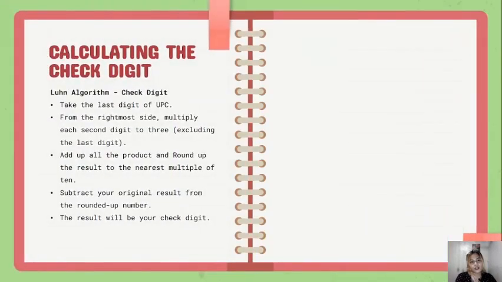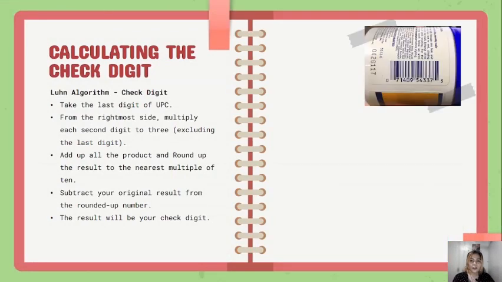Now, to validate or calculate the check digit, we will still need to use the Luhn algorithm. So let's have an example from one of our household products that uses the UPC or the 12-digit barcode. Now we have 0714095433375 with a check digit of 5.